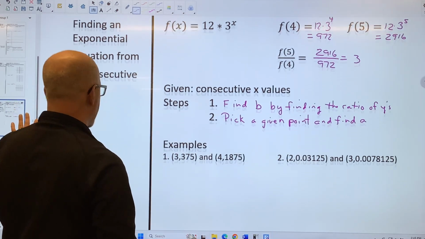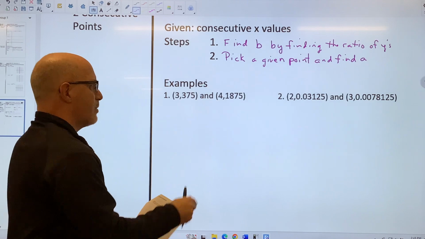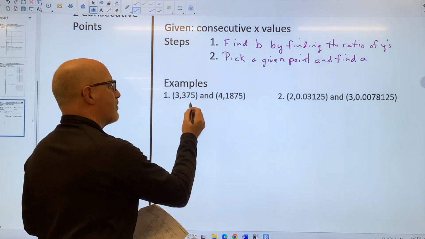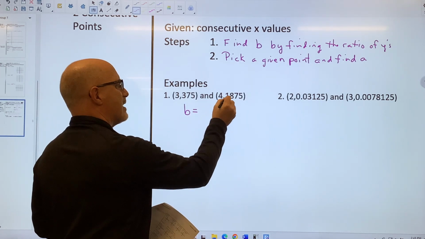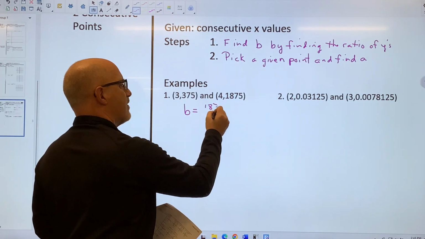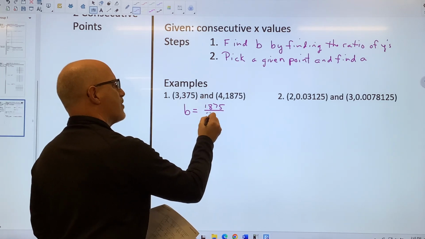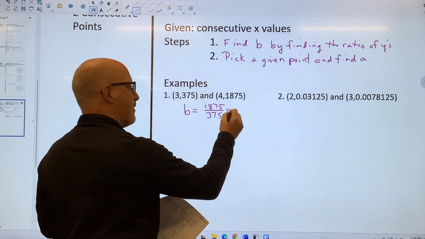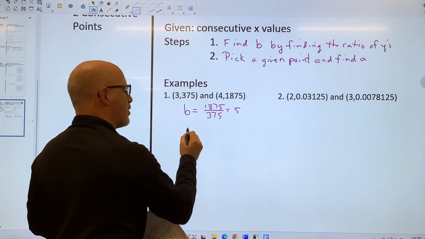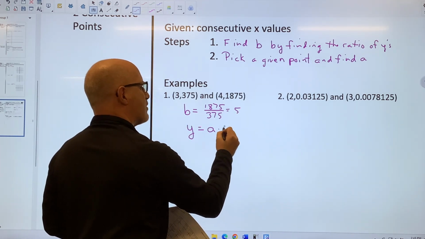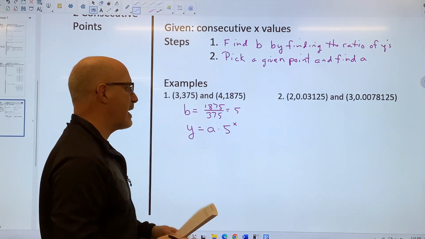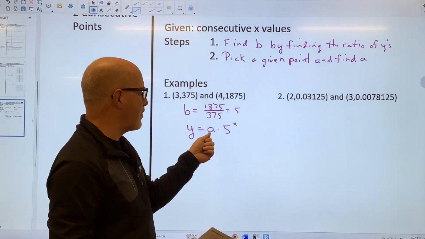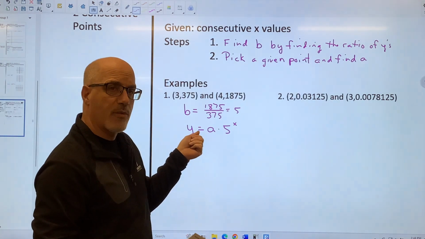Let's try an example here. So say these are two consecutive points. 3 and 4 are consecutive numbers. So you first of all find b by putting the second y value, 1875, over the first, 375. And when you divide those two, you get 5. Now I've got the equation y equals a times 5 to the x. Notice that x is my exponent, and y is solved for over here. It's the a, the initial value, that we have to find.